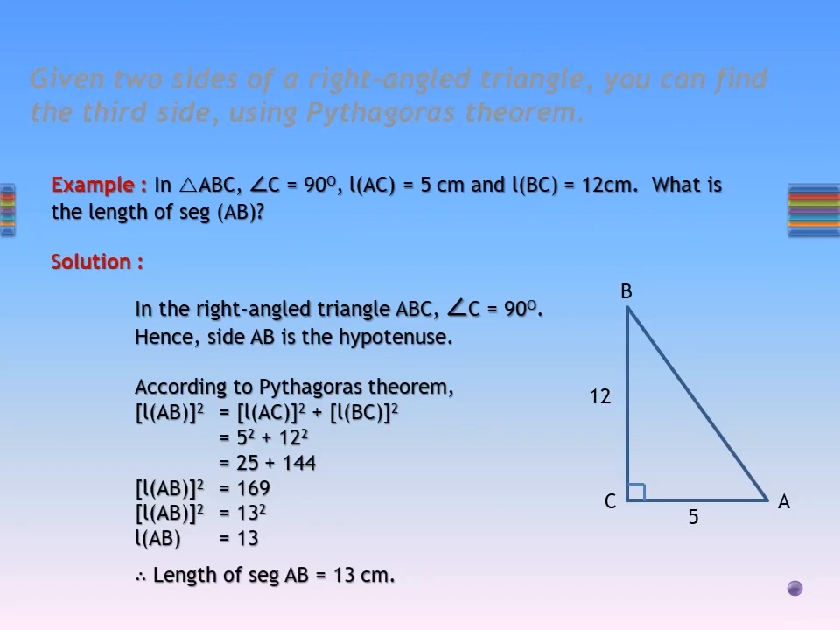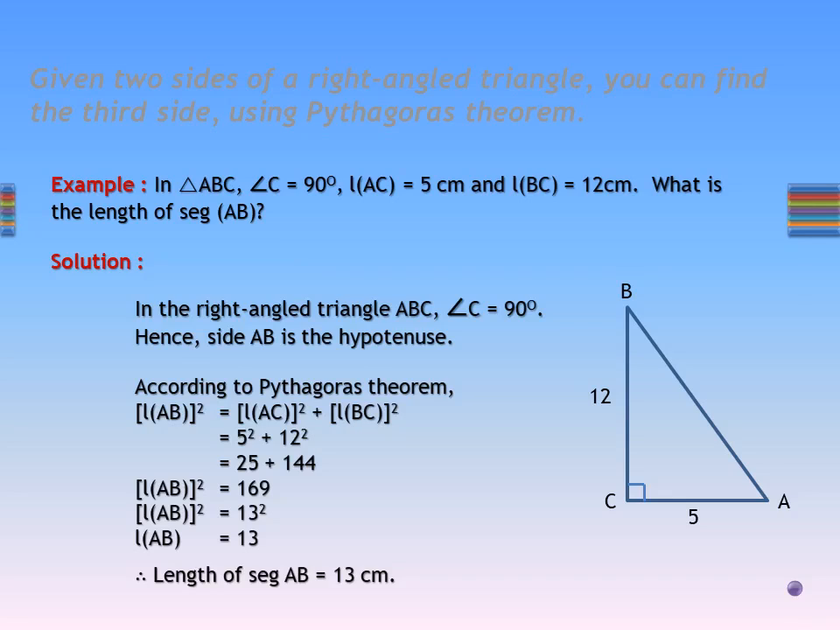Now let us solve an example based on Pythagoras theorem. Given two sides of a right angle triangle, you can find the third side using Pythagoras theorem. For example, in triangle ABC, angle C equals 90 degrees, length AC equals 5 centimeters and length BC equals 12 centimeters. You have to find the length of segment AB, that is the hypotenuse.